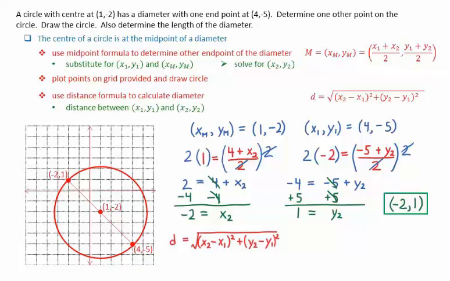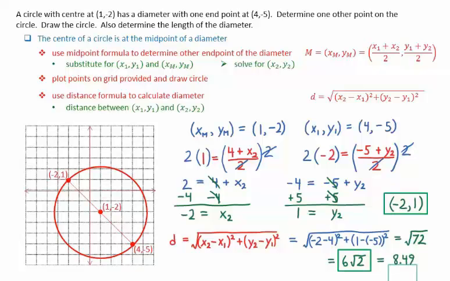For this, we use the distance formula. Note that in this case, x1 equals 4, x2 equals -2, y1 equals -5, and y2 equals 1. Substituting this in, we get the square root of 72. Simplifying this to a mixed radical form gives us 6 root 2, or expressed as a decimal rounded to 2 decimal places, 8.49.